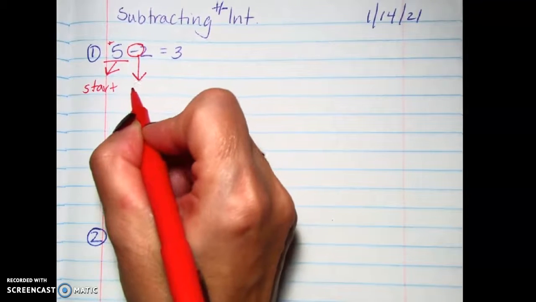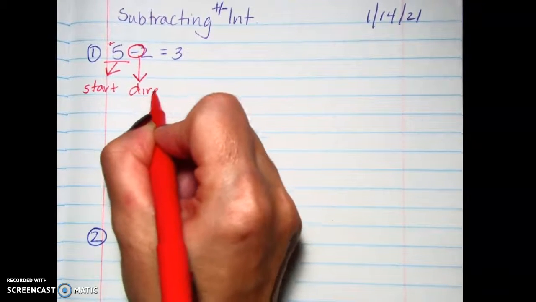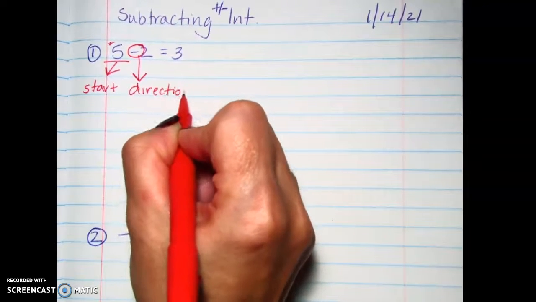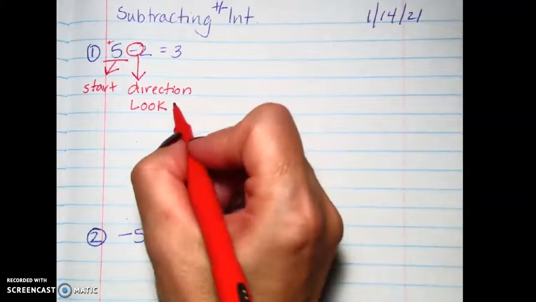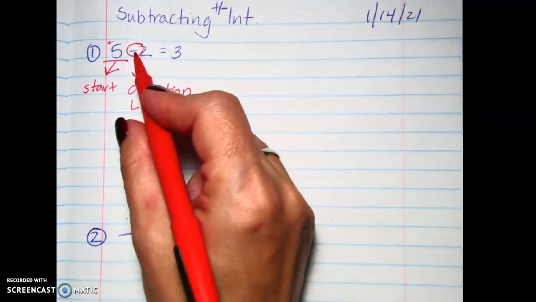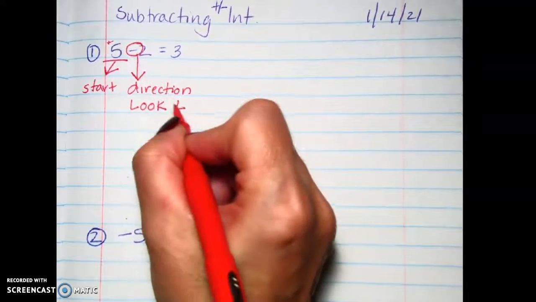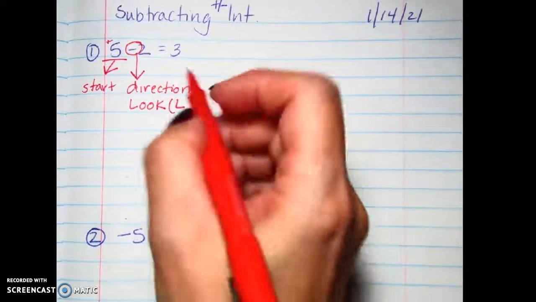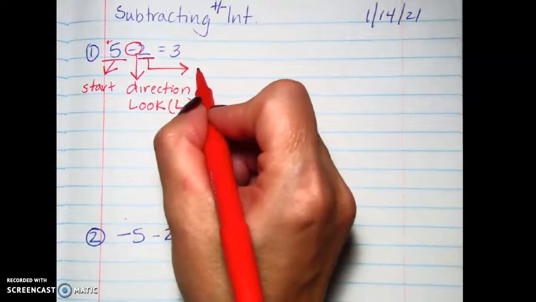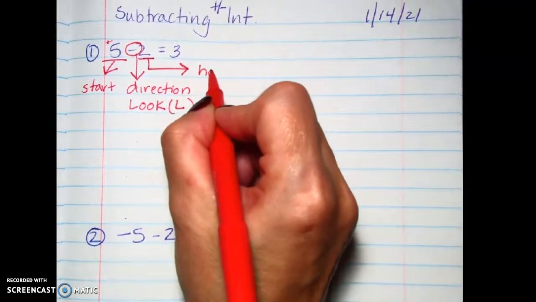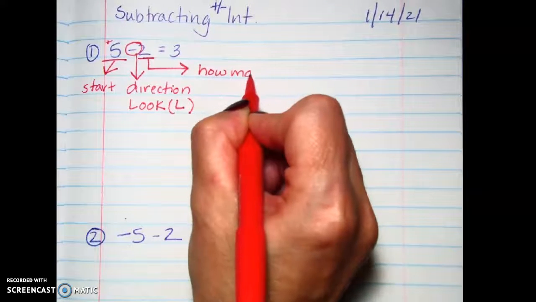This tells me which direction to look on the number line. So I would be looking, and negatives are always to the left. I'm going to look left. This here, this 2, is telling me how many spaces I need to go.